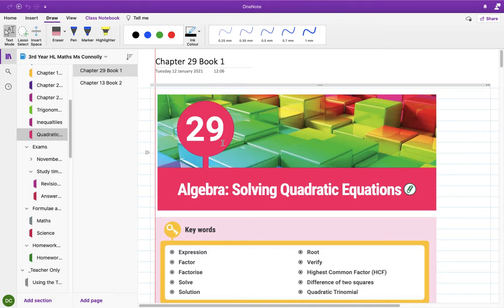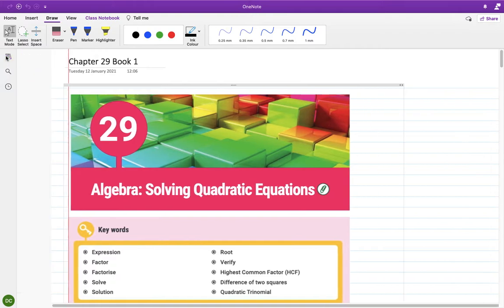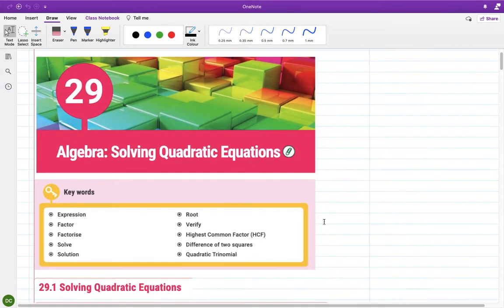There's two chapters, as always. There's the ordinary level chapter and the higher level chapter. So we'll go through the ordinary level chapter, making sure that you're good and you're happy with the concepts and everything, and we'll move into the higher level chapter. I've already showed you how to factorize quadratic equations. This chapter is just showing you how to solve them.